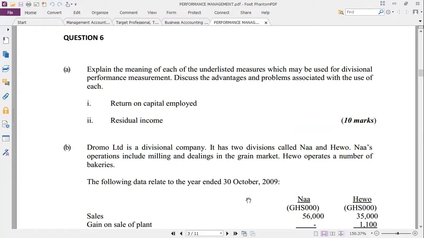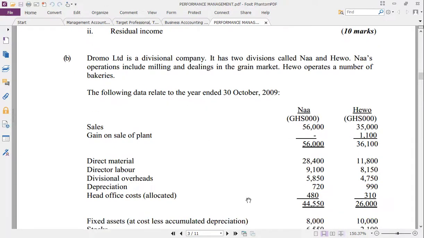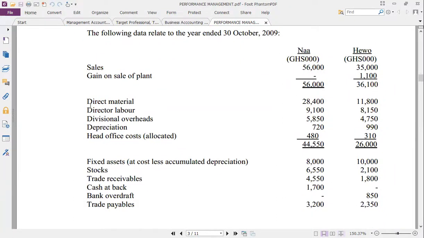Great. Now let's go to the B part of it. Dromo Limited is a divisional company. It has two divisions called Na and Hewo. Na's operation include milling and dealings in the grain market. Hewo operates a number of bakeries. The following data relate to the year ended 30th October 2009. Still, gain on plant. Direct material is there. Direct labor is there. Divisional variety is there. Depreciation, I like that.